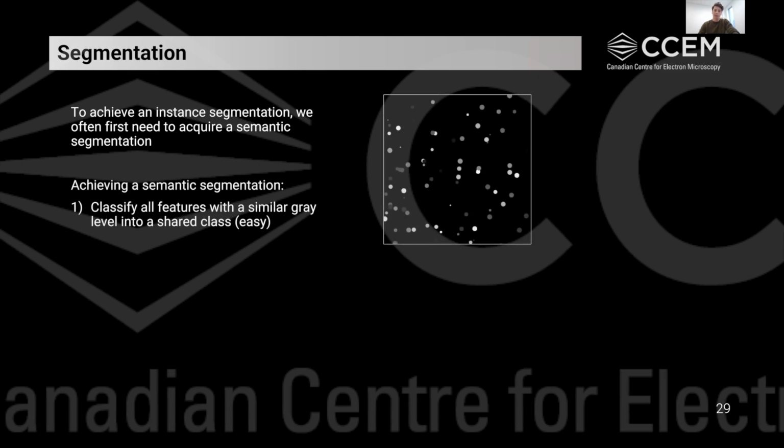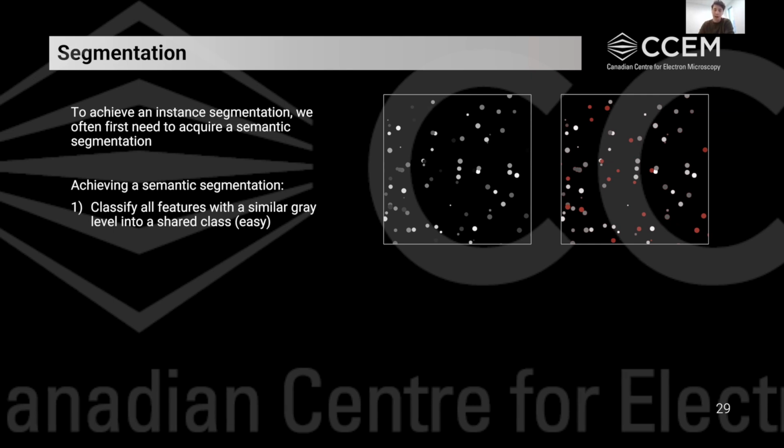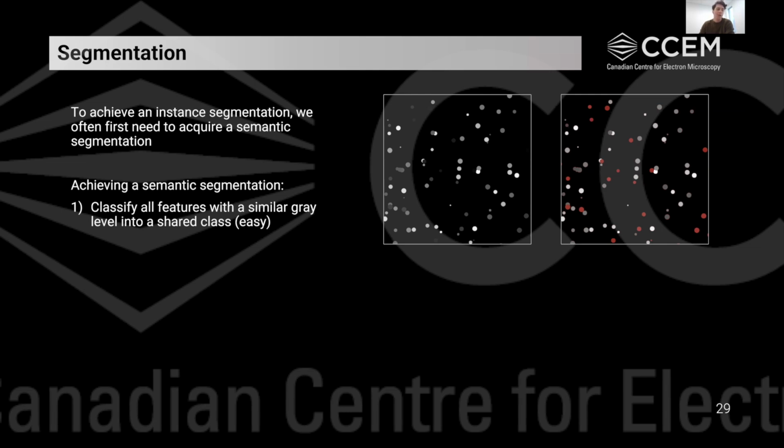So if we're looking at a 2D slice, for instance, we can classify all features with a similar gray level into a shared class and segment features that way. That's typically very easy to do, but oftentimes real world data does not behave in the way that we want it to, whether there's brightness contrast variations or whether we have two features that have the same gray level.